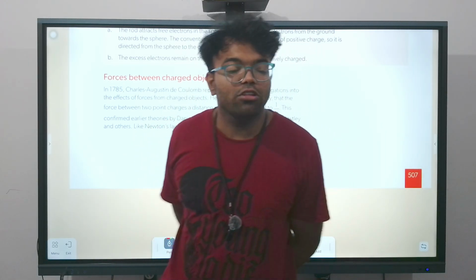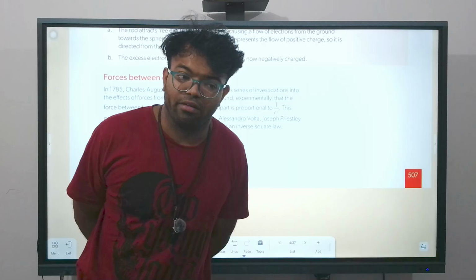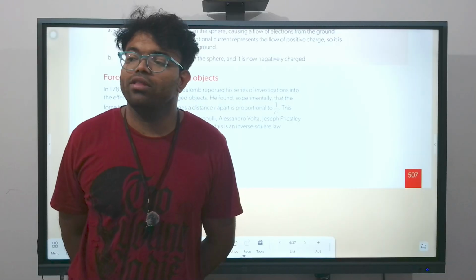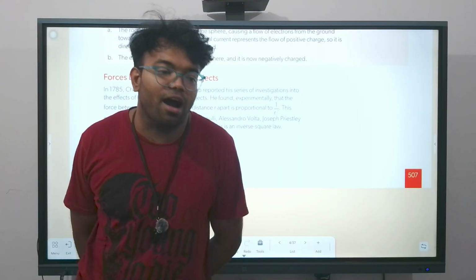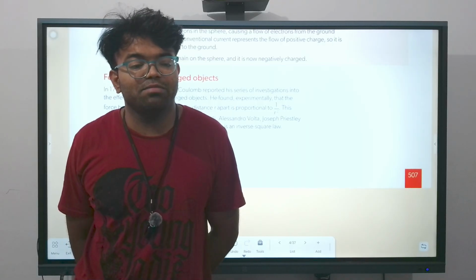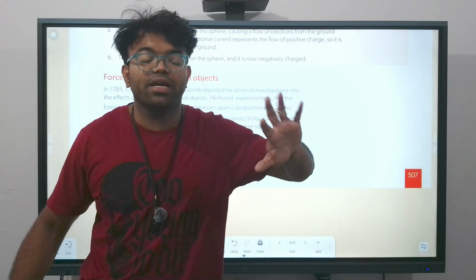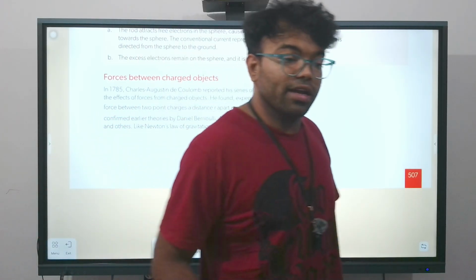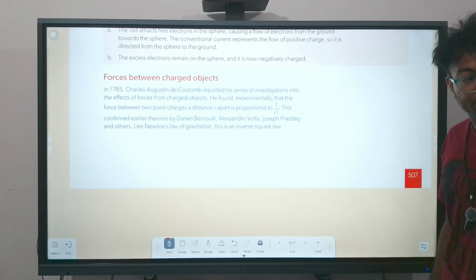Like we said, the force between two masses is what? G m1 m2 upon r square, right? We know that if we decrease the distance between the two objects by half, then the force becomes 4 times. If we decrease the distance between the two objects by a third, then what happens? The force becomes 9 times. So this is known as the inverse square law. Clear? Any doubts in inverse square law?